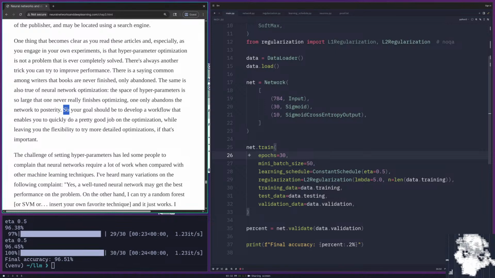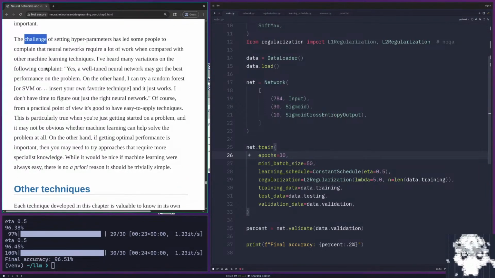So your goal should be to develop a workflow that enables you to quickly do a pretty good job on the optimizations while leaving you the flexibility to try more detailed optimizations if that's important. The challenge of setting hyperparameters has led some people to complain that neural networks require a lot of work compared with other machine learning techniques. I've heard many variations of the following complaint: Yes, well, a well-tuned neural network may get the best performance on the problem. On the other hand, I can try a random forest or SVM or insert your own favorite technique, and it just works. I don't have time to figure out the right neural network.